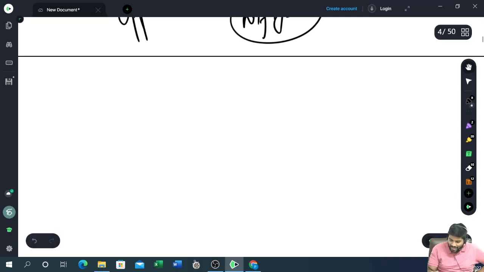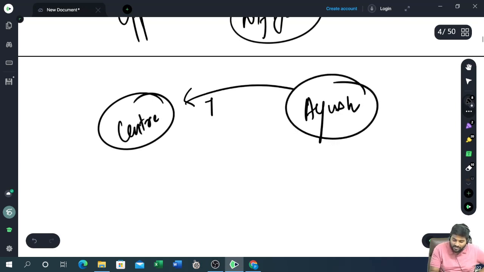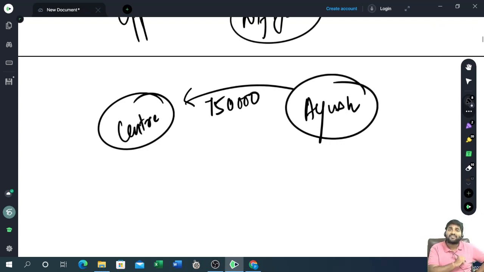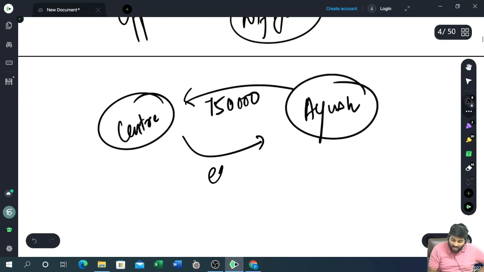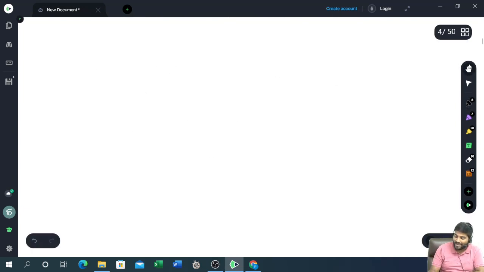Like, for example, I have purchased a new center. I have taken a loan from my friend. His name is Ayush. So, Ayush has lent me 7.5 lakh rupees. What has Ayush done? Ayush could have invested that money in mutual funds, in gold, in government securities. But Ayush has deferred his current consumption and given me the money as a loan. So, I should repay Ayush something extra, and that extra is known as interest. Please write down. First question, why do we pay interest?